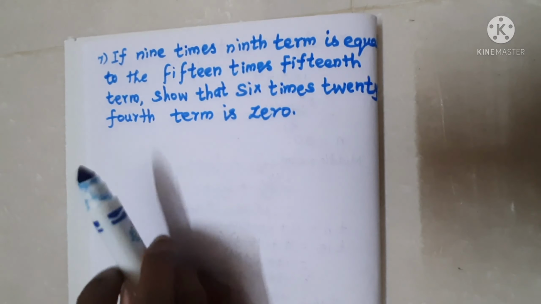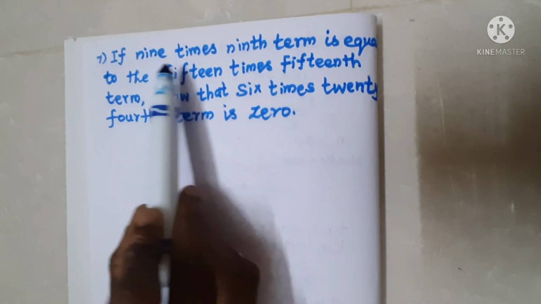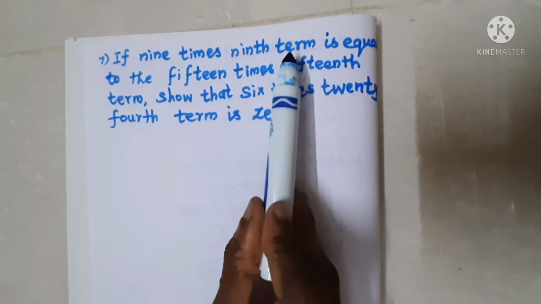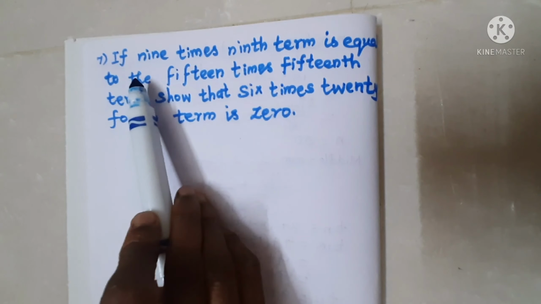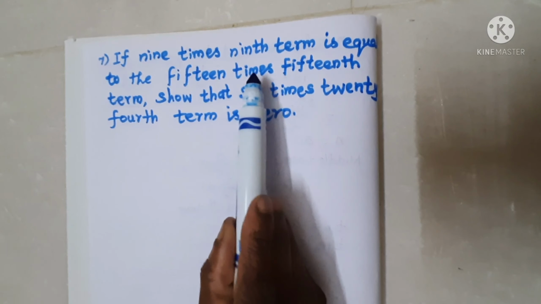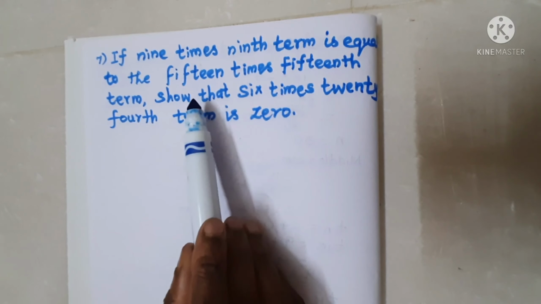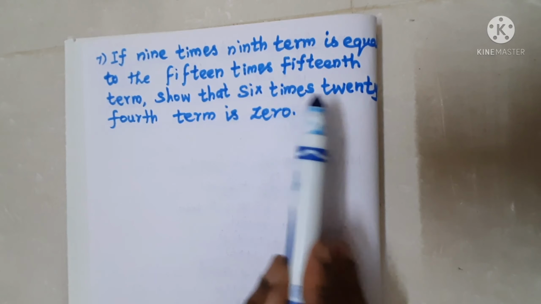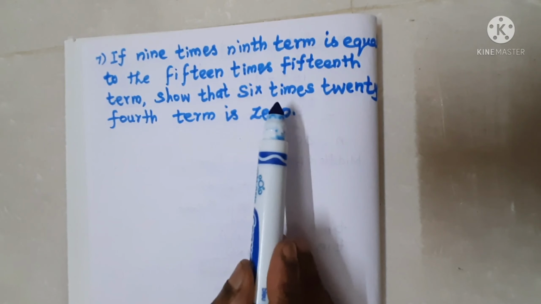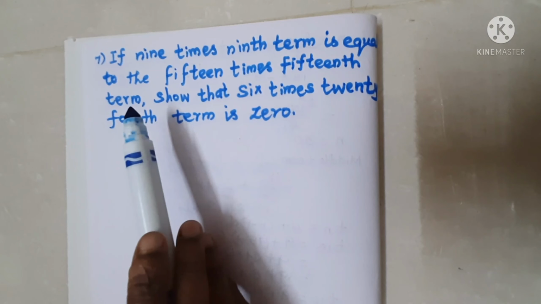Okay, so the question: if 9 times the 9th term is equal to 15 times the 15th term, show that 6 times the 24th term is 0. So what is given here?